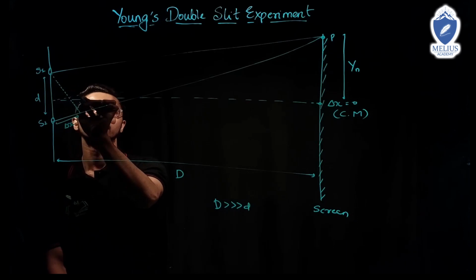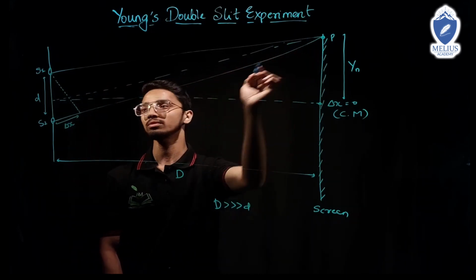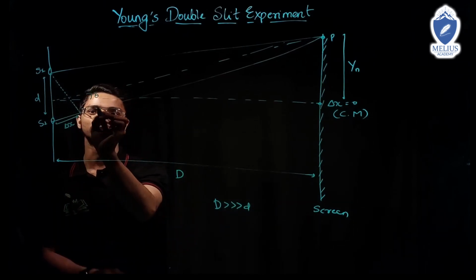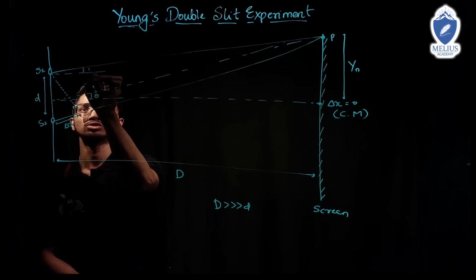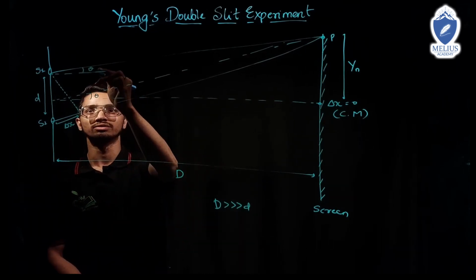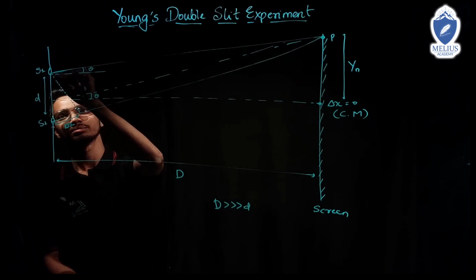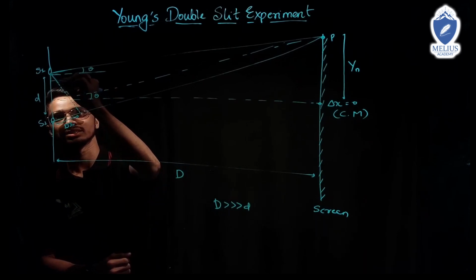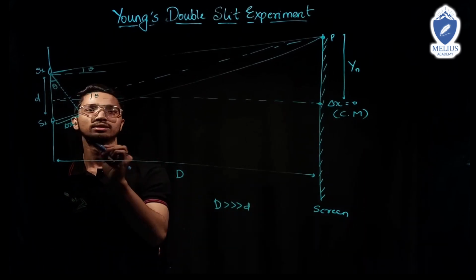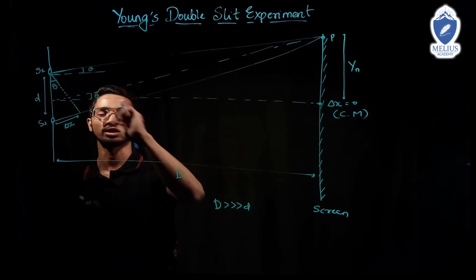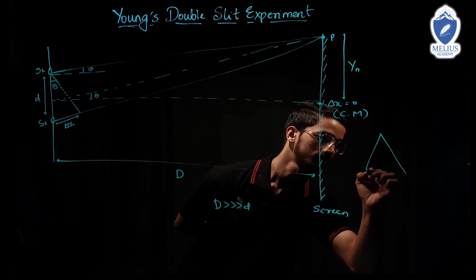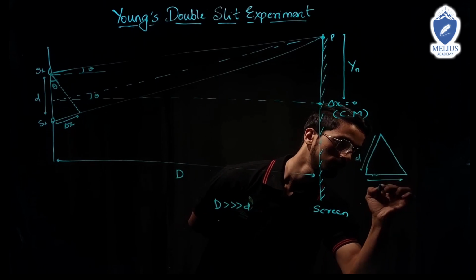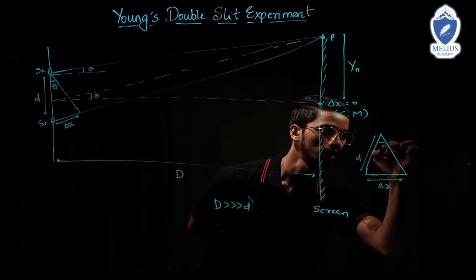This is from the center of these two. If I assume this angle to be theta, then this angle will also be theta, similar triangles. See, these two are making some angle and these two are also making some angle. If this angle is theta, this angle will also be theta. Let us magnify this triangle. This distance is d, this is delta x, and this is the angle theta.